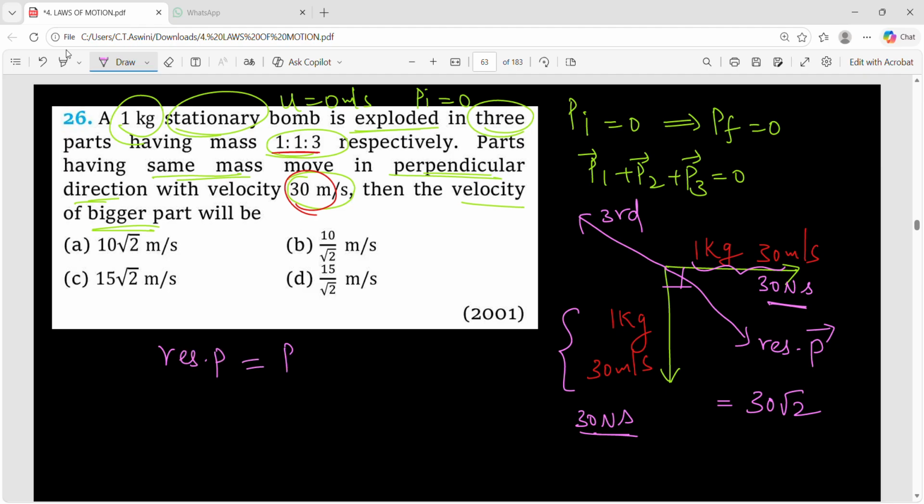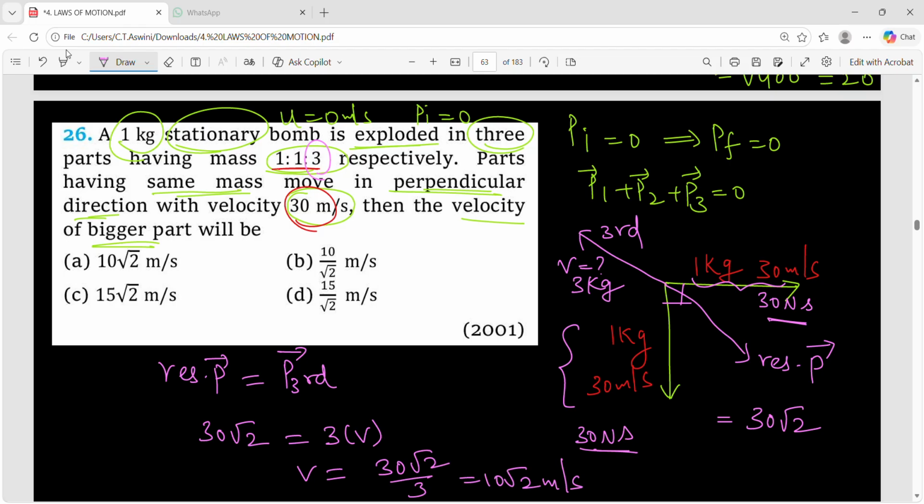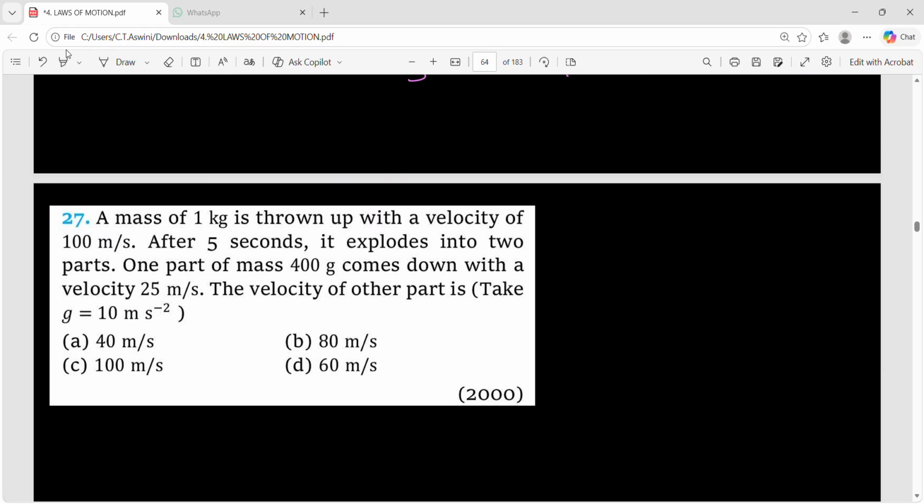Now the resultant momentum should be equal to the momentum of the third part. So this is 30 root 2. What is the momentum of the third part? M into V. So we have to find the velocity of the bigger part. But what is the mass? 1:1:3. So its mass is 3 kg. So M into V. So what is V now? 30 root 2 upon 3. So you'll get 10 root 2 meter per second. Option A. Clear? Any difficulty?